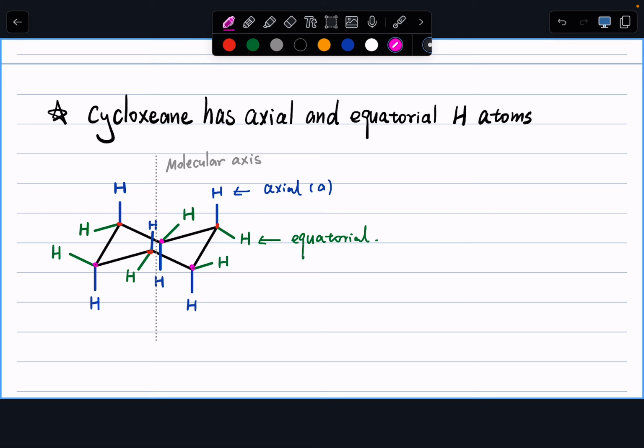In our cyclohexane, if it's not hydrogen but it was like methyl or something? We'll get there.